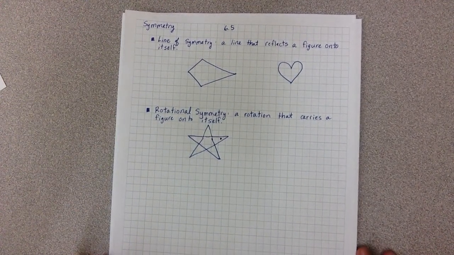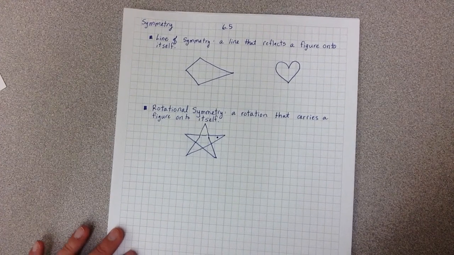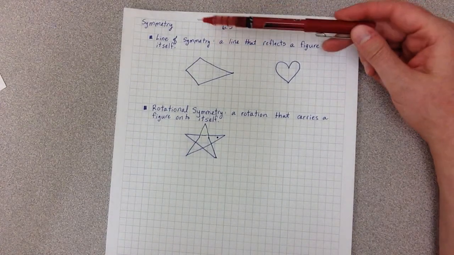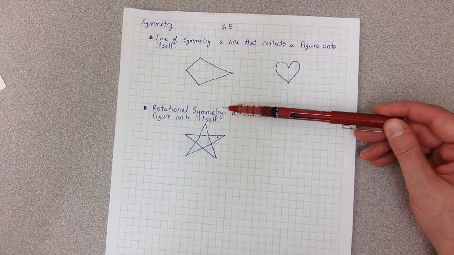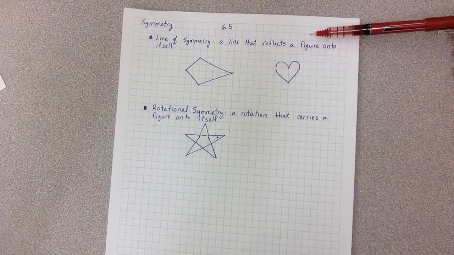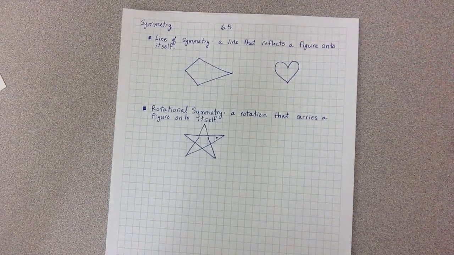These are some notes on symmetry, and this is a topic that you discussed in section 6.5. There are two different types of symmetries that you discussed in 6.5. You discussed line of symmetry and rotational symmetry. Line of symmetry is talking about the line that reflects a figure onto itself.